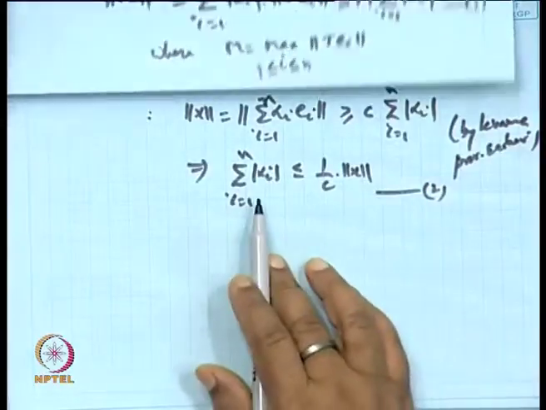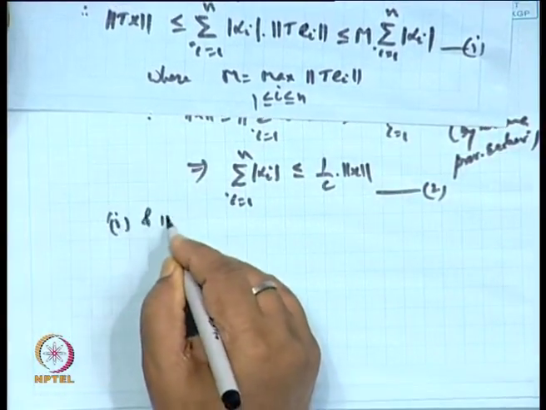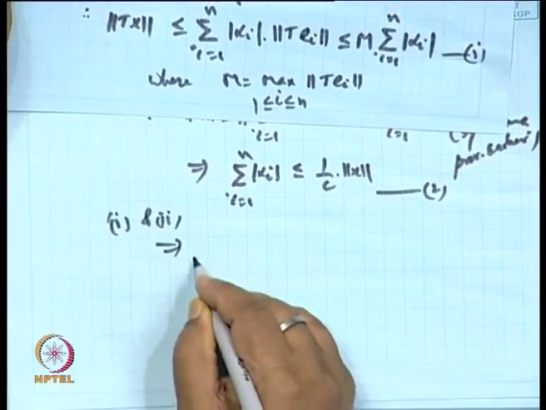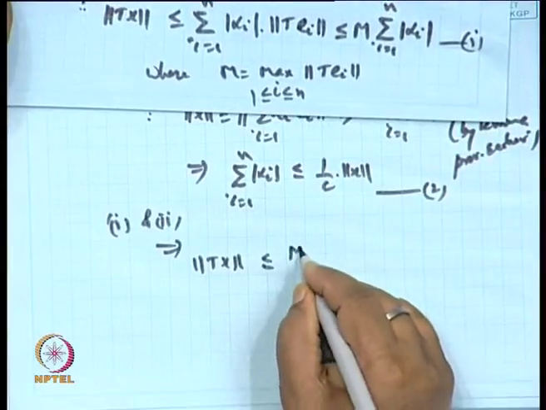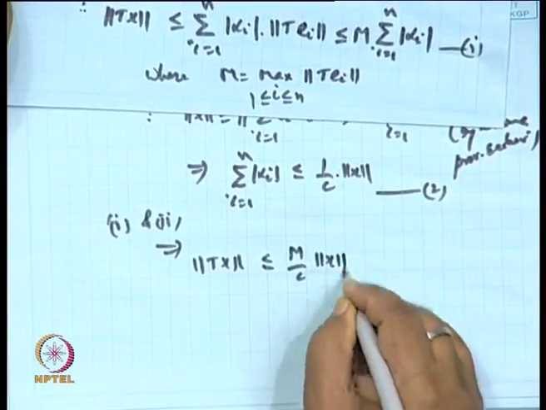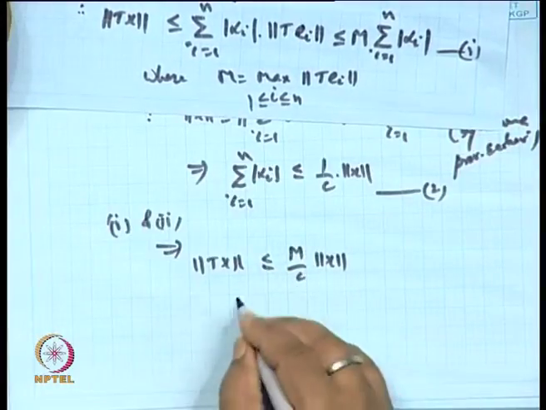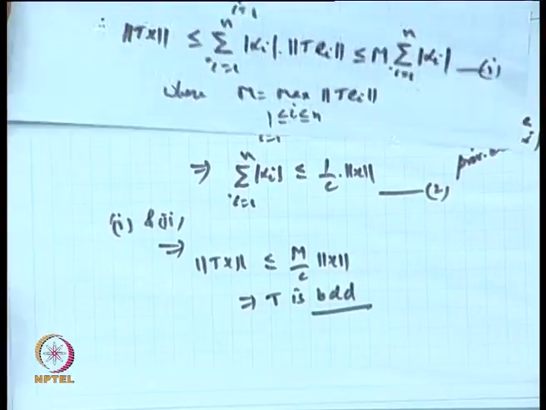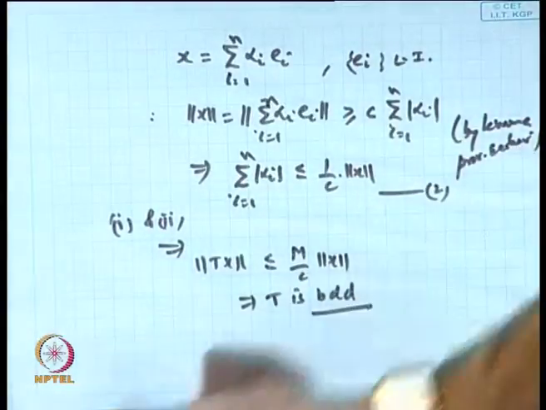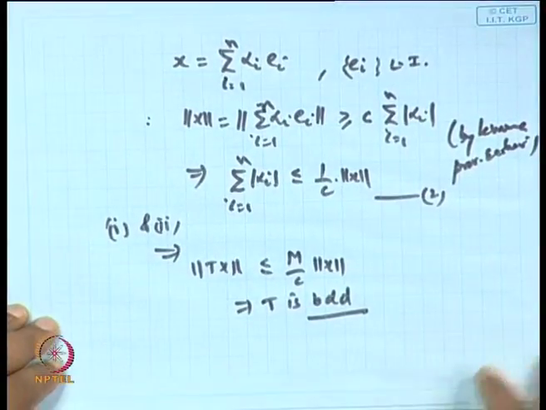So, (1) and (2) give that norm of T x is less than or equal to m by C into norm x. That is, there is some constant. So, this implies that T is bounded. So, every linear operator in a finite dimensional case is a bounded linear operator.